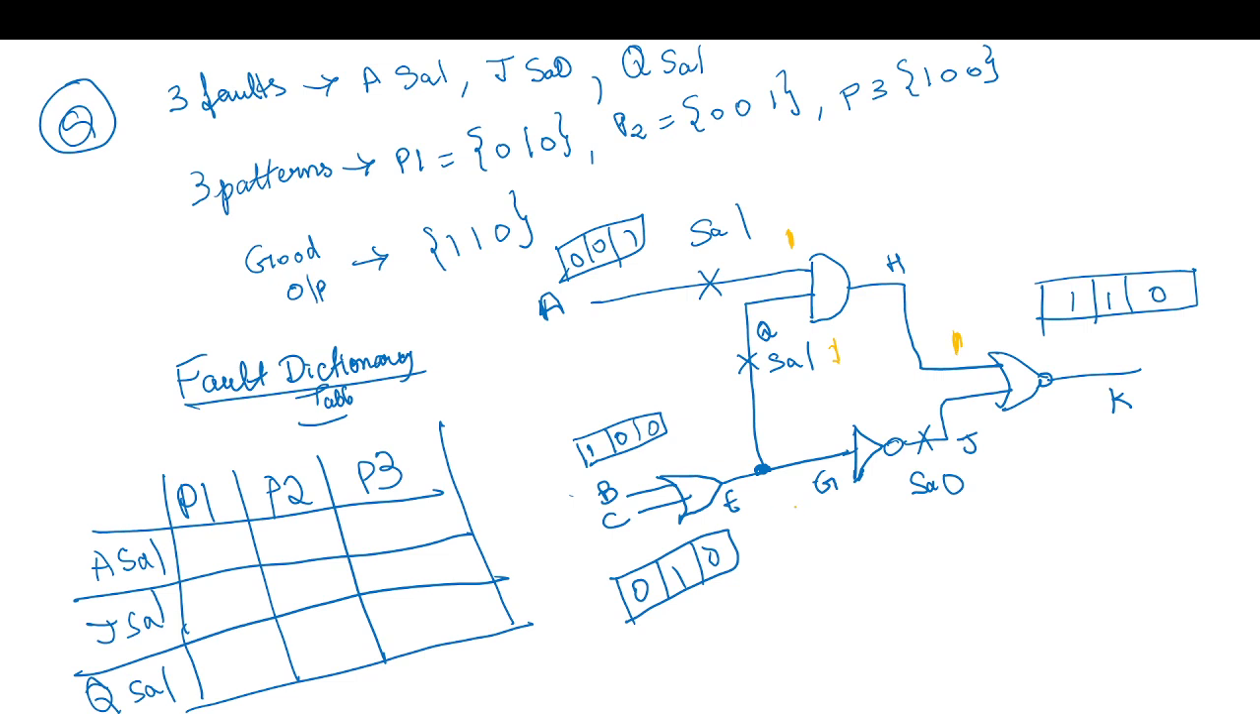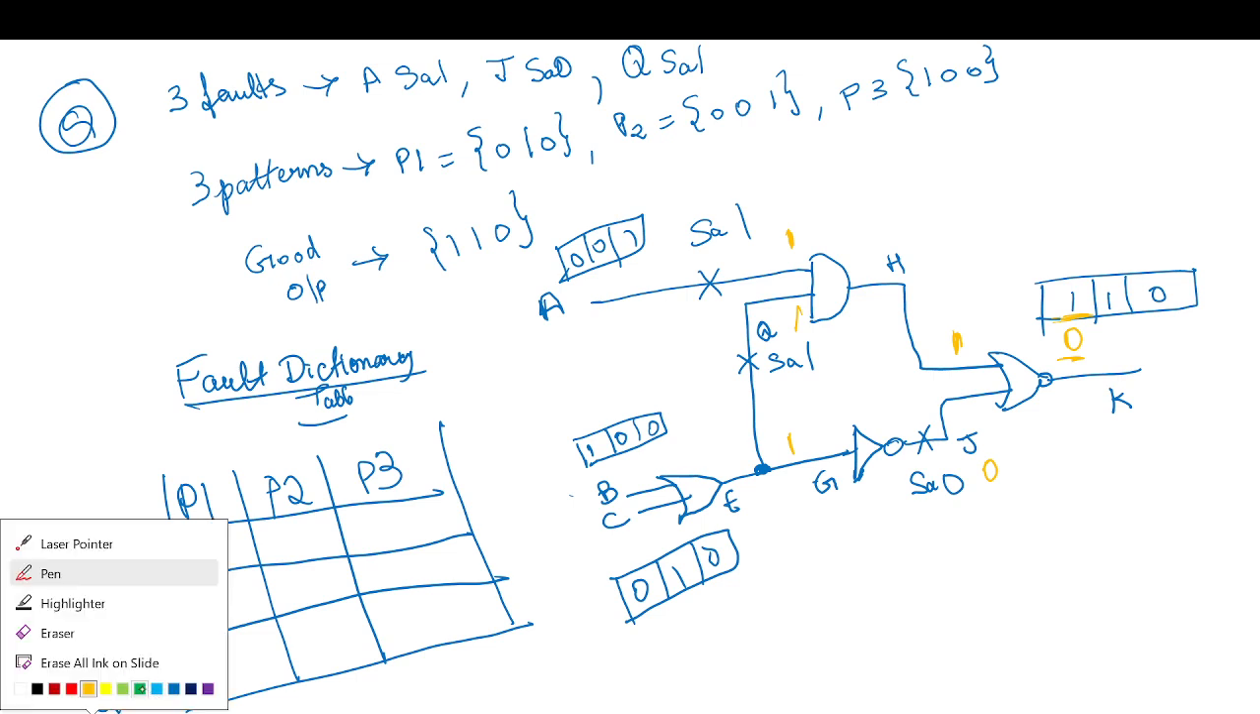And this is the fault free. Wait, sorry, this is already 1, 0, 1. So this is 1. This is 1. This is an OR gate. For an OR gate, the output is 1 if at least one of the inputs is 1. So this output is 1. For pattern 1, the good output should be 0, but it is 1. So it's different. It can detect this.